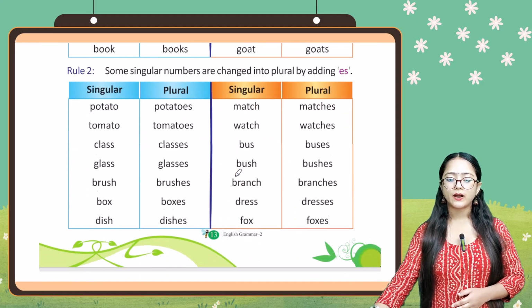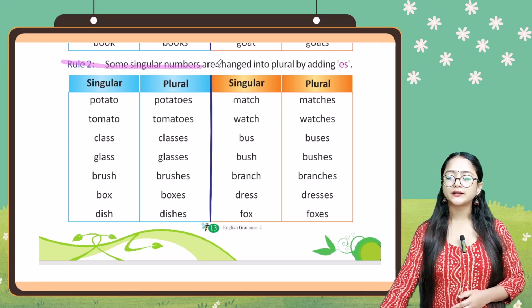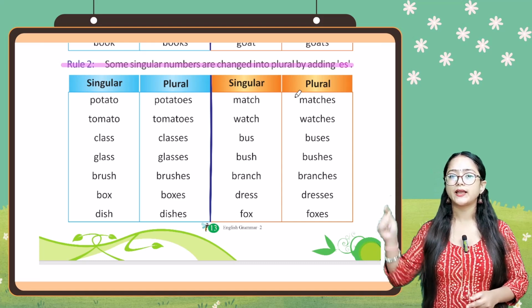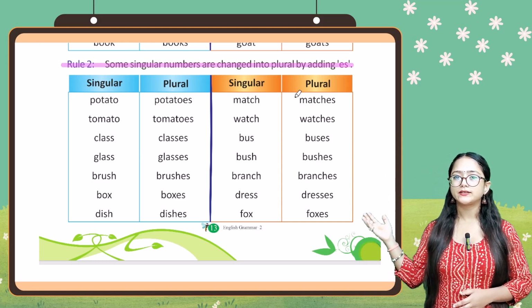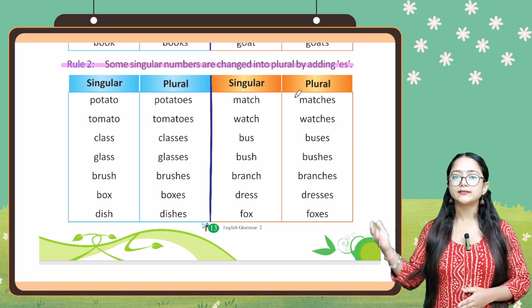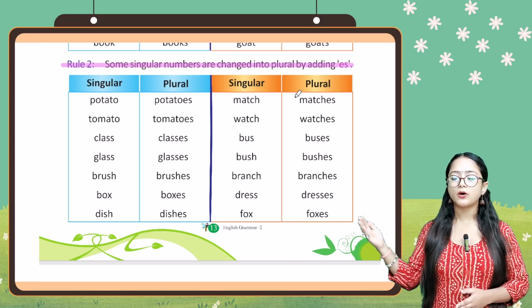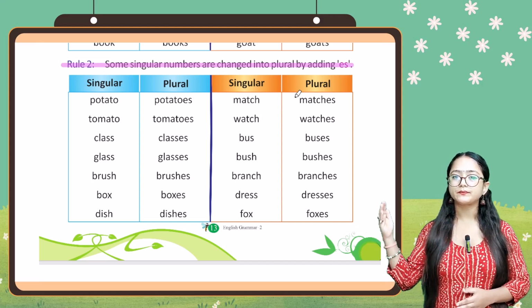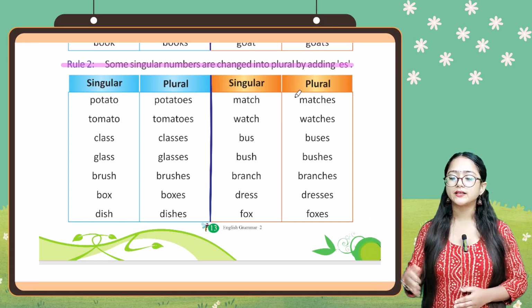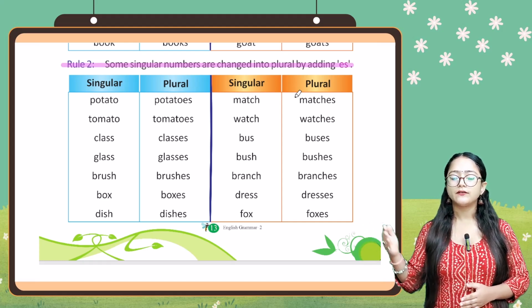Now let's talk about rule number 2. Some singular nouns are changed into plural by adding es. Like you can see in the table also: potato, potatoes, tomato, tomatoes, class, classes, glass, glasses, brush, brushes, box, boxes, dish, dishes, match, matches, watch, watches, bus, buses, bush, bushes, branch, branches, dress, dresses, fox, foxes.